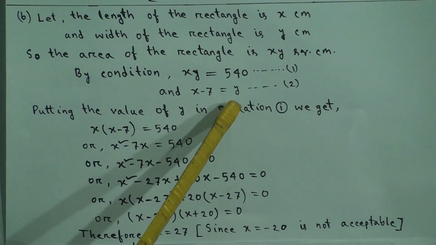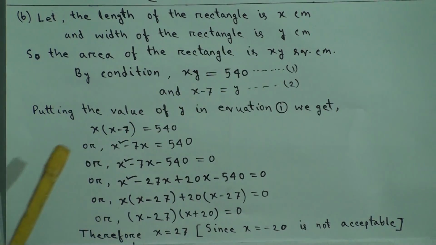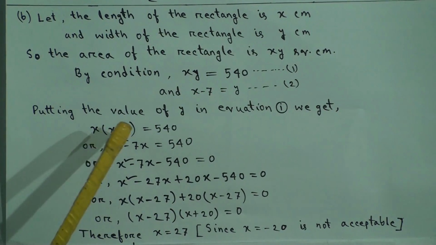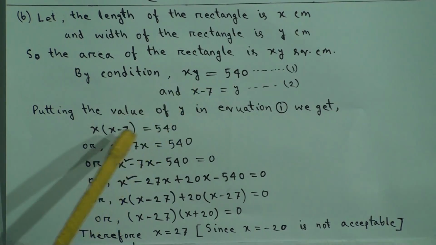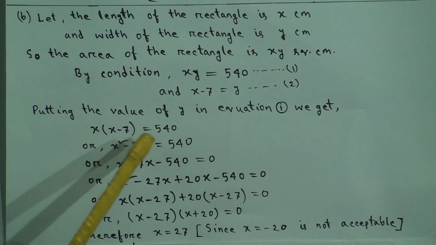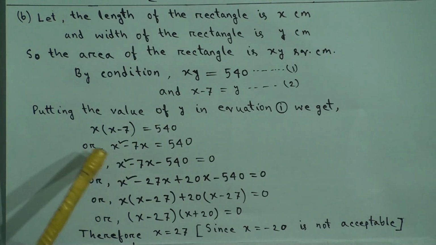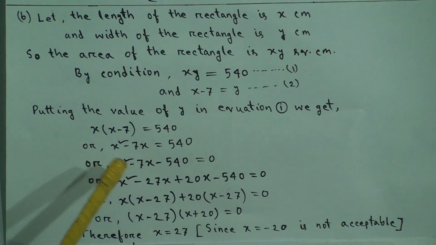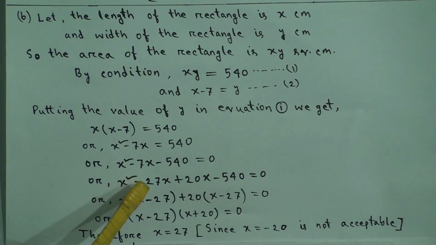Now here value of y equal to x minus 7. So putting the value of y in equation 1, we can get x into x minus 7 is equal to 540. Now after calculation we have got x minus 27 into x plus 20 equal to 0. Here therefore x equal to 27, because x equal to minus 20 is not acceptable.